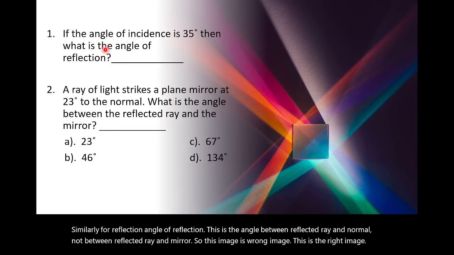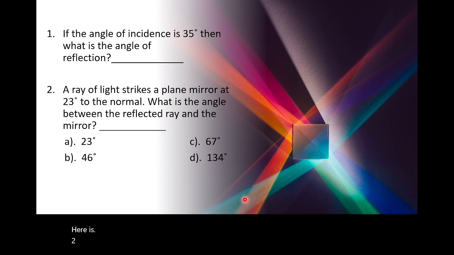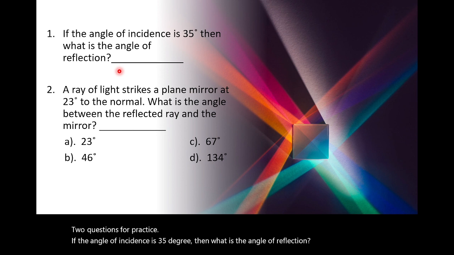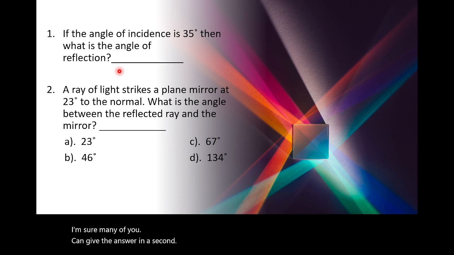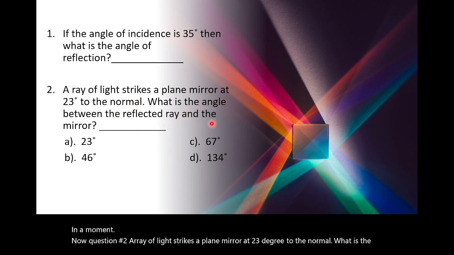Here are two questions for practice. If the angle of incidence is 35 degrees, then what is the angle of reflection? I'm sure many of you can give the answer in a moment. Now question number two, a ray of light strikes a plane mirror at 23 degrees to the normal. What is the angle between the reflected ray and the mirror?